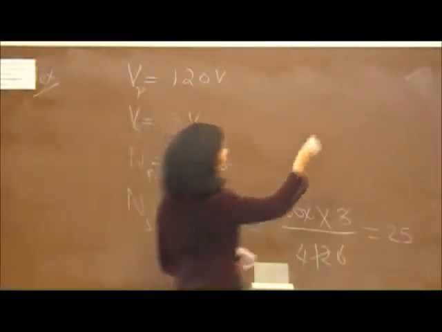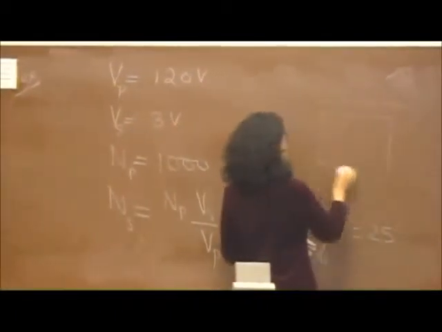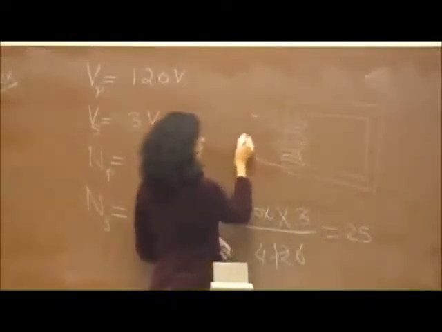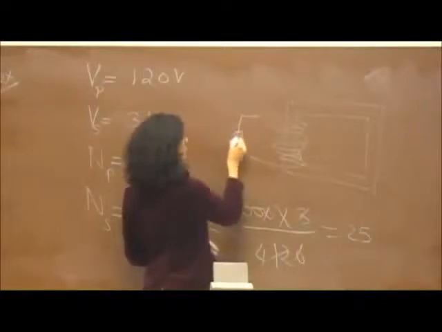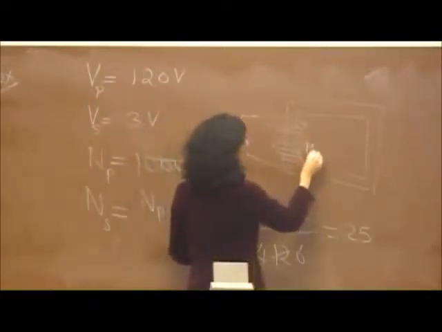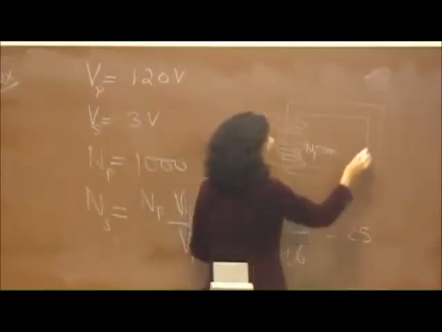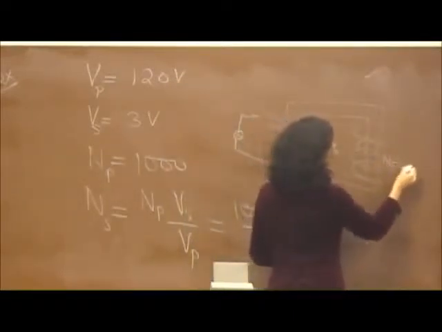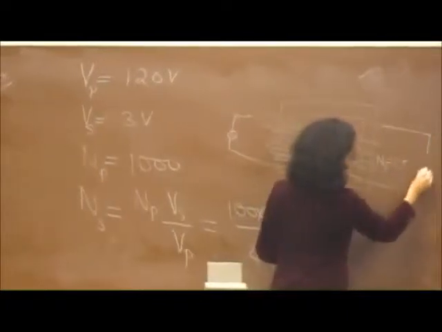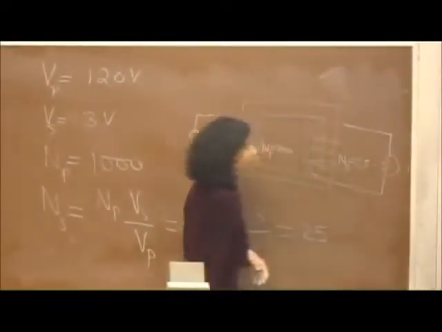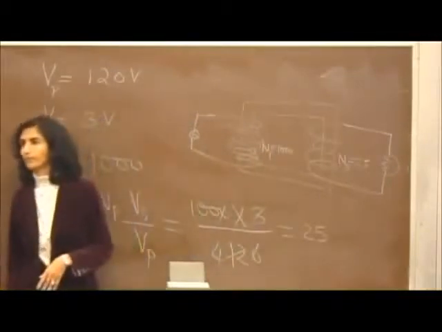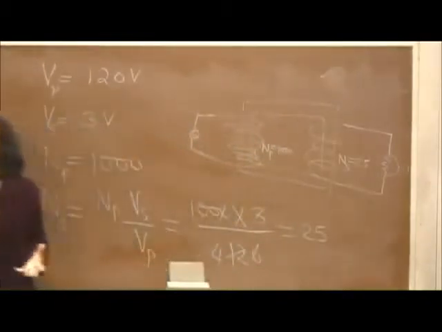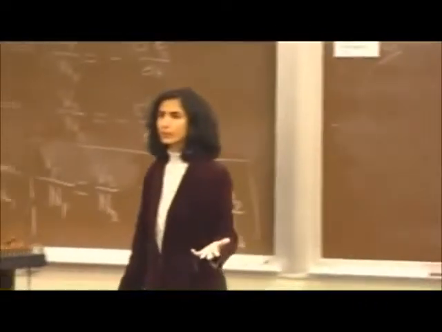So if you're making a transformer for your hair dryer, you should have a transformer like this. This is the iron core. This is your primary input. Here you have 1000 turns, and here you have the secondary, which has only 25 turns, and this is your hair dryer. Right? Is that making sense? Any questions about this?